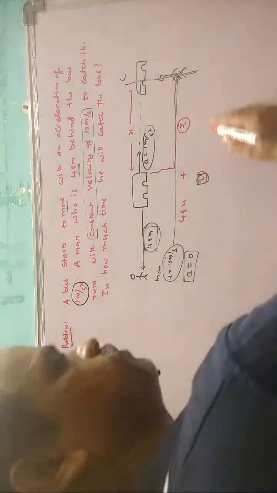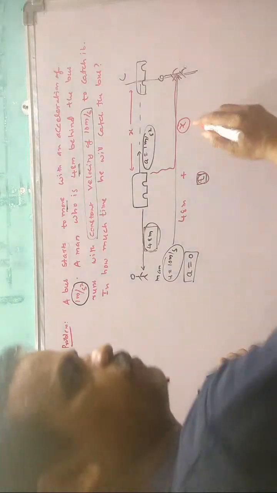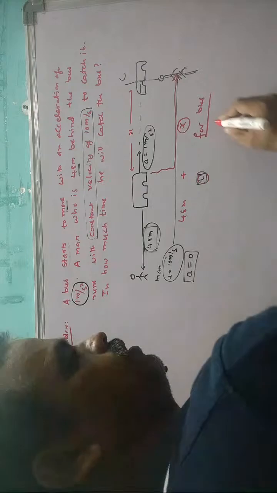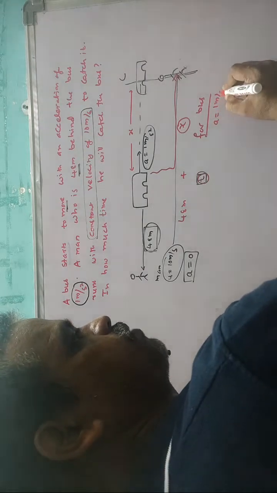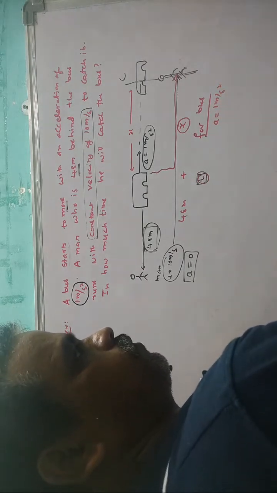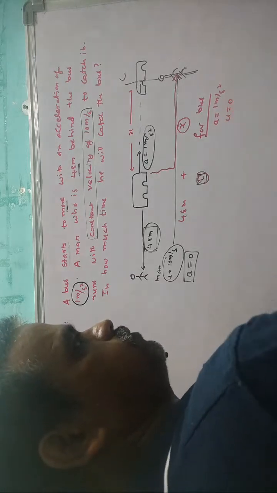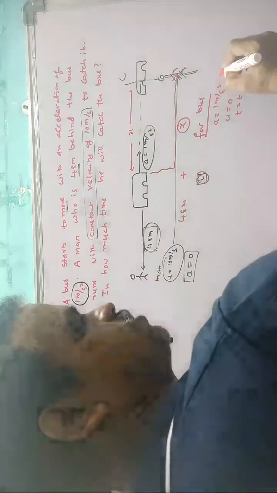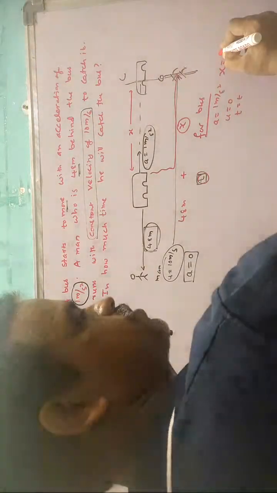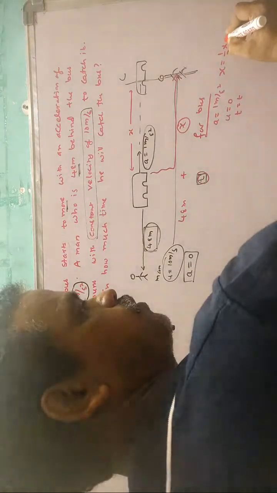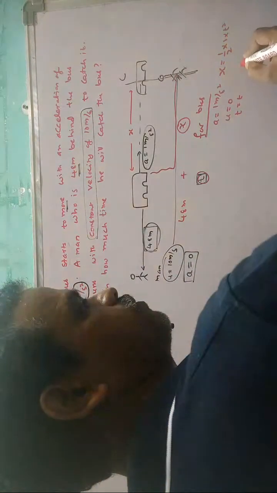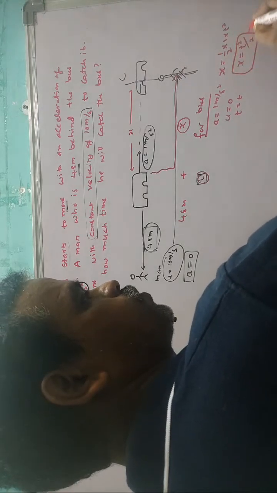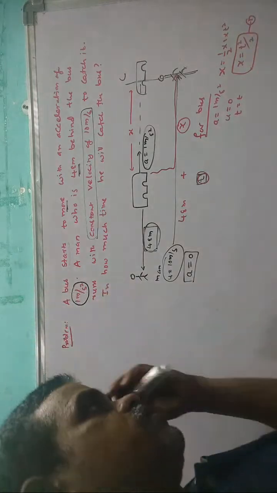So for the bus, a equal to 1 meter per second square, u equal to 0, time equal to t. What about displacement? That is equal to ut plus half at square, half into 1 into t square. So x equal to t square by 2. The bus travel distance x equal to t square by 2.